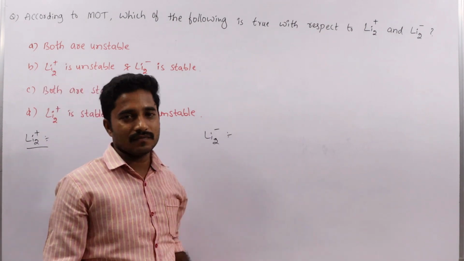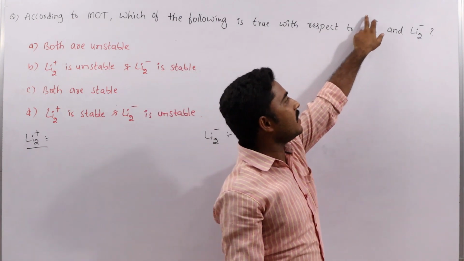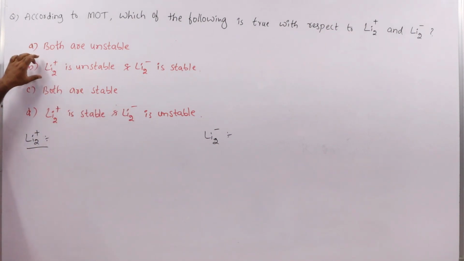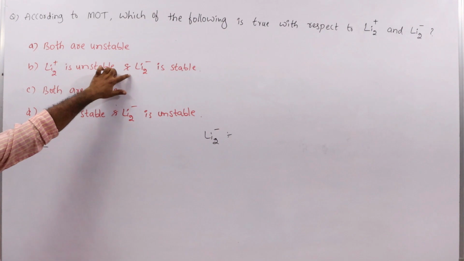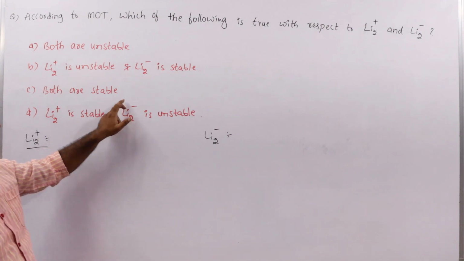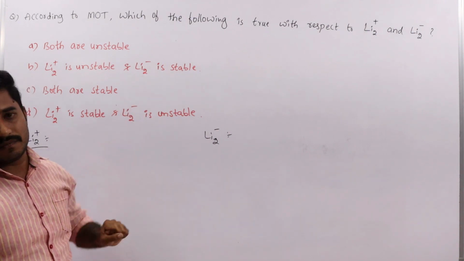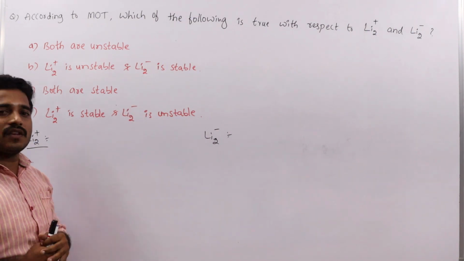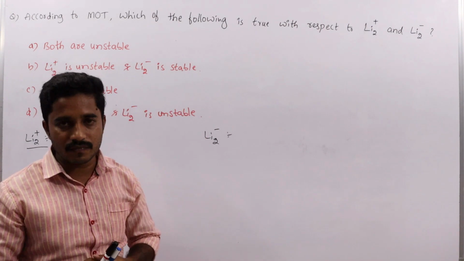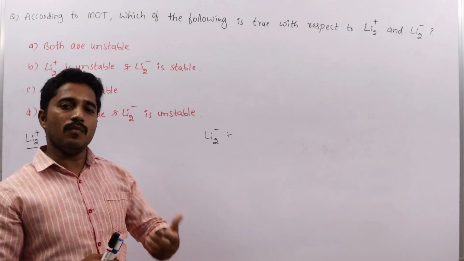Let us see the next question. According to MOT, which of the following is true with respect to Li2 plus and Li2 minus? For this question, the given options are: both are unstable; Li2 plus is unstable and Li2 minus is stable; both are stable; Li2 plus is stable and Li2 minus is unstable. To find out the stability according to MO theory, first we have to write the electronic configuration. Then by using the formula (Nb minus Na) by 2, we find the bond order. Based on that, the species which has more bond order is more stable.